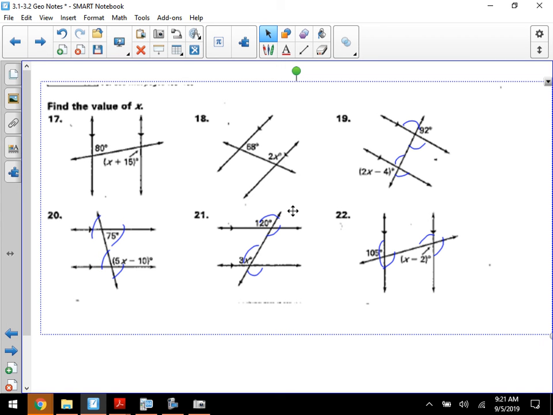The rest of it out there, they're all kind of the same size. Just mark them and go from there, okay?